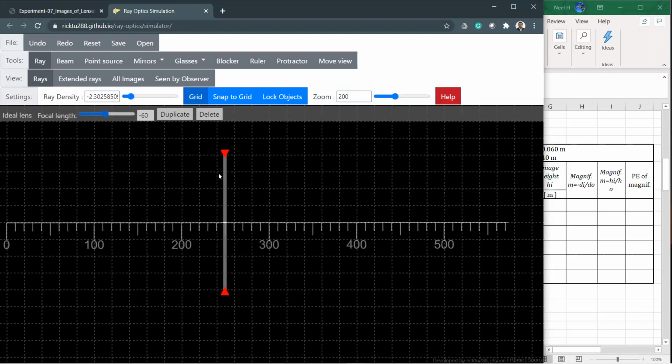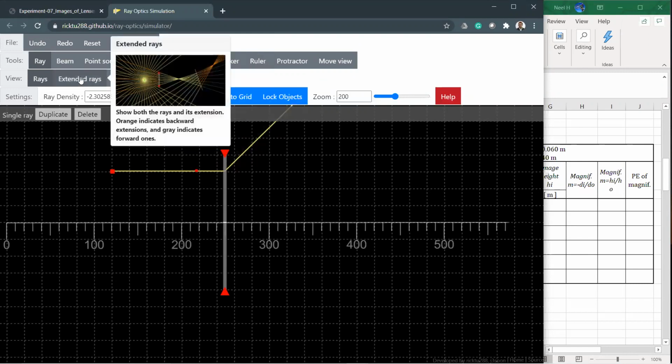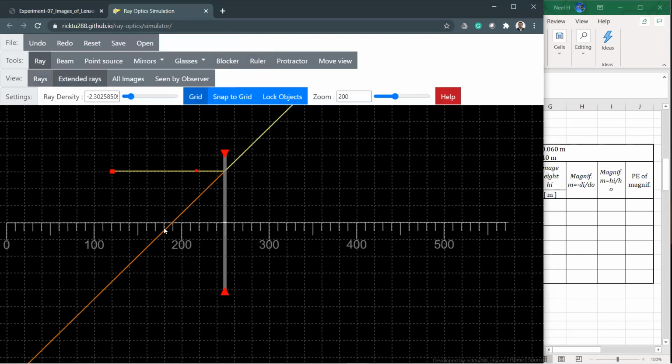Now to confirm that, I need the ray, right? Let's draw a parallel ray and take a look at what will happen. If I start from there and draw a parallel ray, you can see that the ray now diverges. If I click the extended, extrapolated ray, you can see it crossing at this point, about 5 segments from the lens. So now the focal point is negative. The focal point is on the same side as the object side. There's no real ray passing through there, so that's a negative focal point.